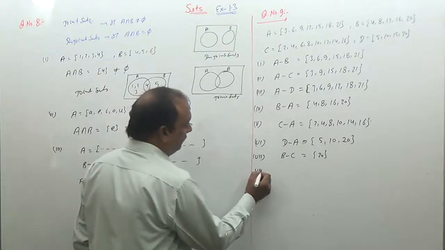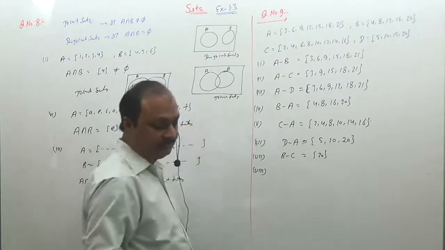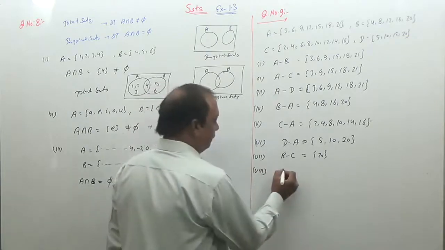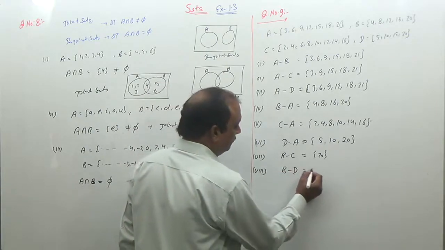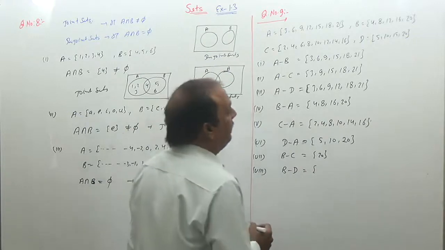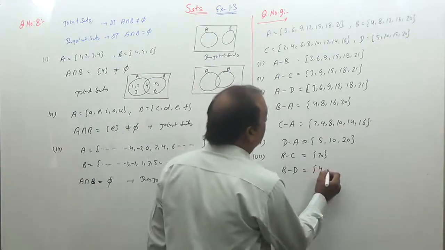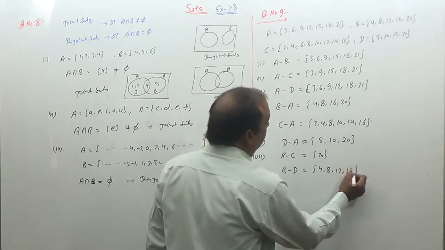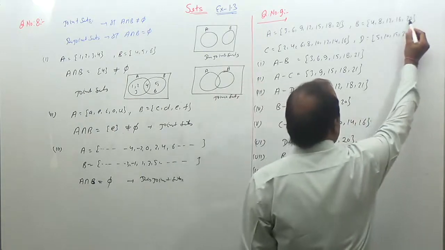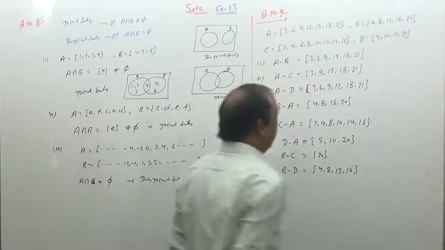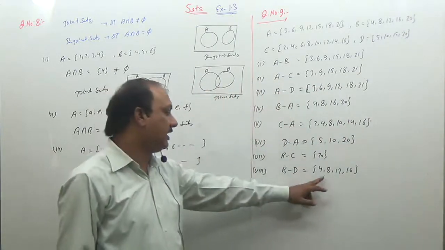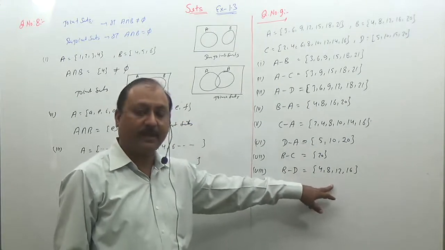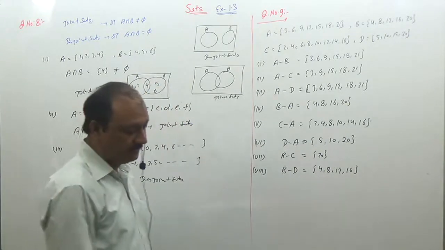Next is eighth. Eighth part is B minus D. B minus D: 4, 8, 12, 16. And we do not take 20 because 20 is also an element of set D. So B minus D contains the elements of set B only, which do not have any element of set D. So this is the eighth.